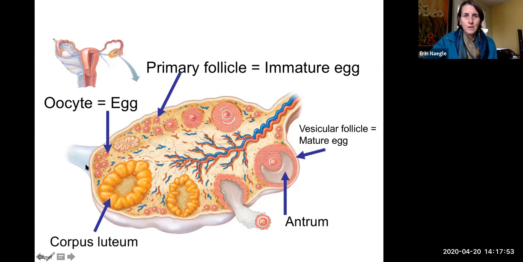So what are these things called? When they're undeveloped, or immature, those are called primary follicles, where you have an immature egg in the middle surrounded by some cells.